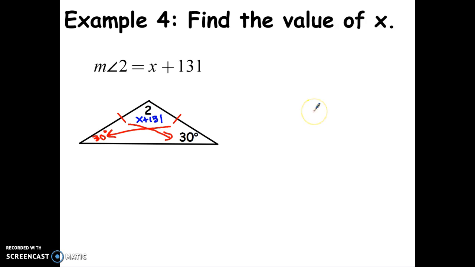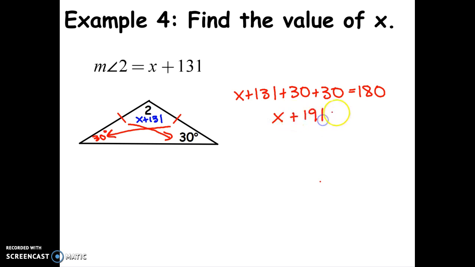Now to find x, we're going to have to reach back to our triangle sum theorem. So x plus 131 plus 30 plus 30. And again, we're just adding up all the angles, equals 180. So x plus 191 equals 180. Subtract 191 on both sides. So x equals -11.